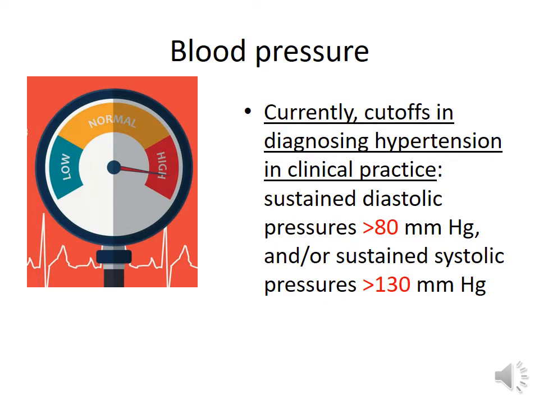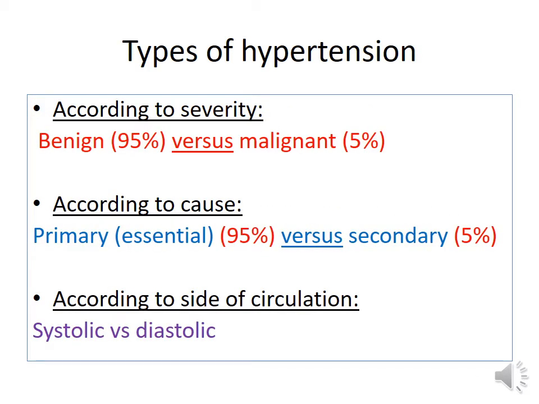Currently, a blood pressure is said to be high whenever the diastolic pressure is higher than 80 millimeters of mercury or the systolic pressure is over 130 millimeters of mercury. There are many ways to classify hypertension. One way depends on the severity of the condition, and using this method leads to two types of hypertension: benign hypertension and malignant hypertension.